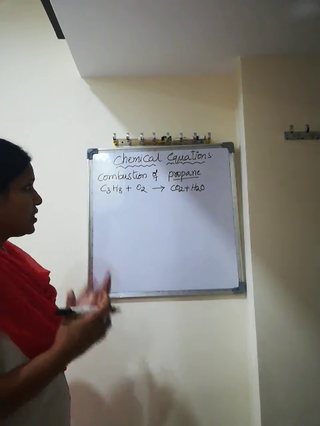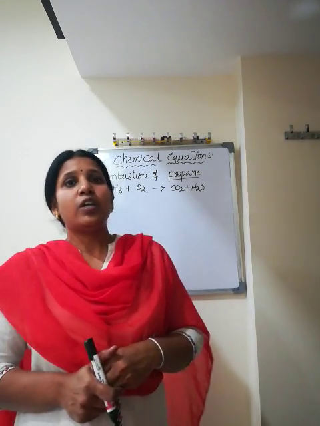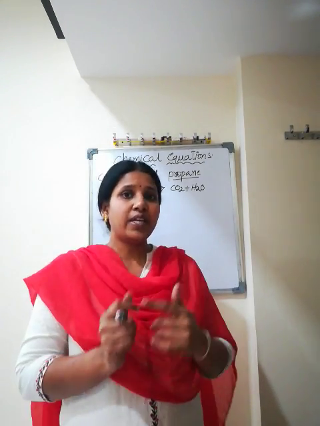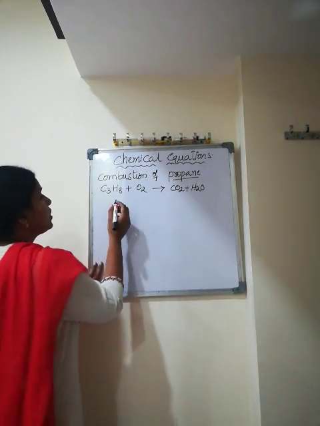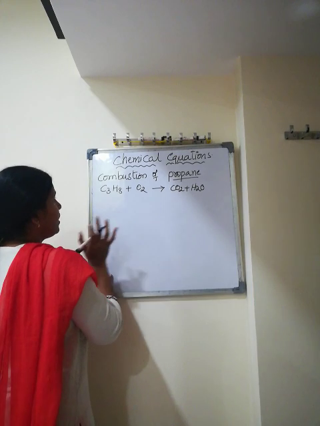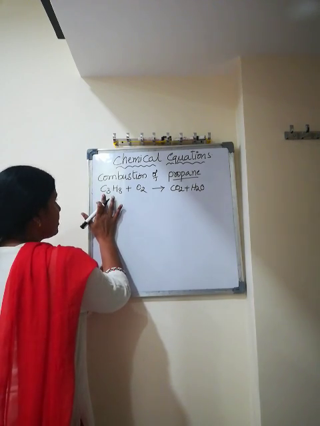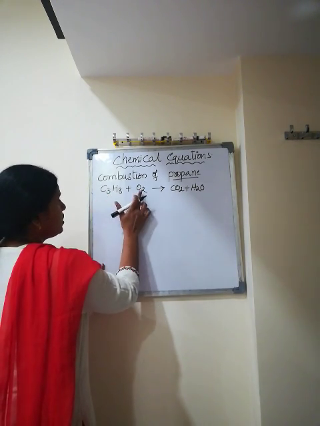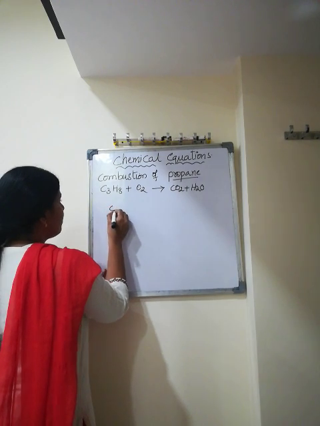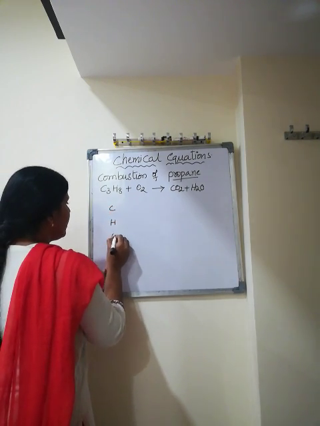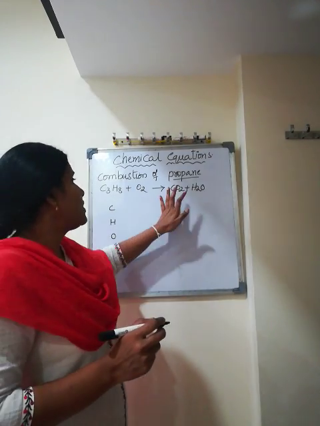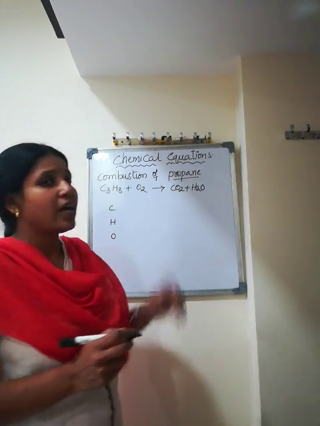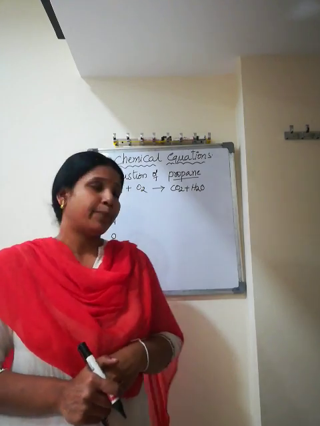While balancing that equation, I already told you to write the number of atoms present in that equation in a tabular form. First, you have to check the number of atoms. First atom is carbon, second one is hydrogen, and third one is oxygen. In product side also the same atoms will be present, that is carbon, oxygen, and hydrogen, but the number will be different.